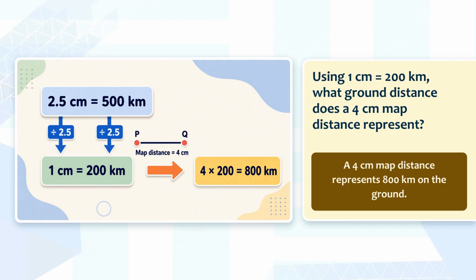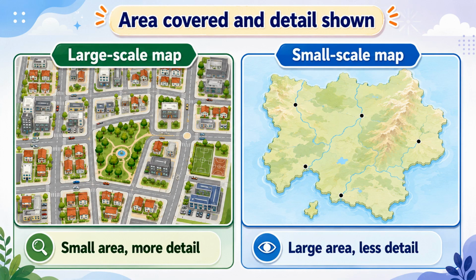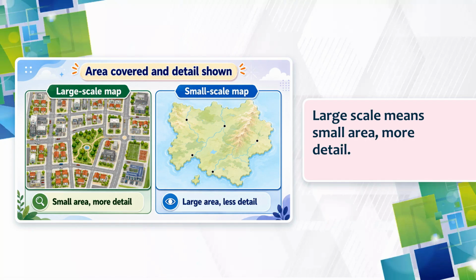Next, let us compare how much detail maps show when they cover small and large areas. A large-scale map shows a small area, such as a neighborhood, with more detail. A small-scale map shows a much larger area with less detail, because many small features must be left out. Keep the shared frame size in mind. Large scale means small area, more detail. Small scale means large area, less detail.